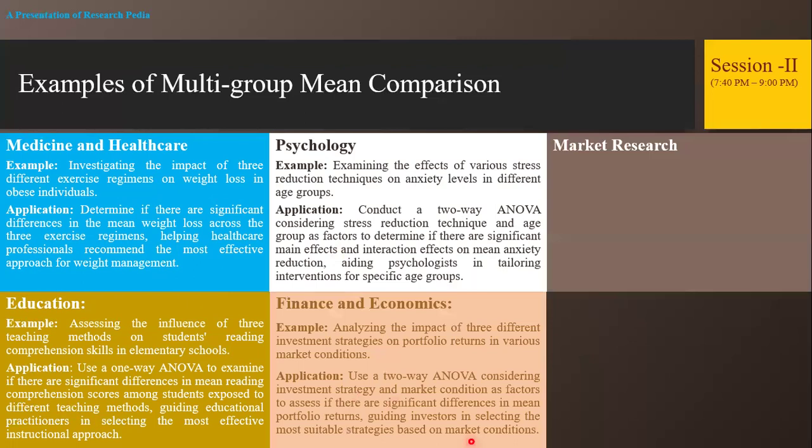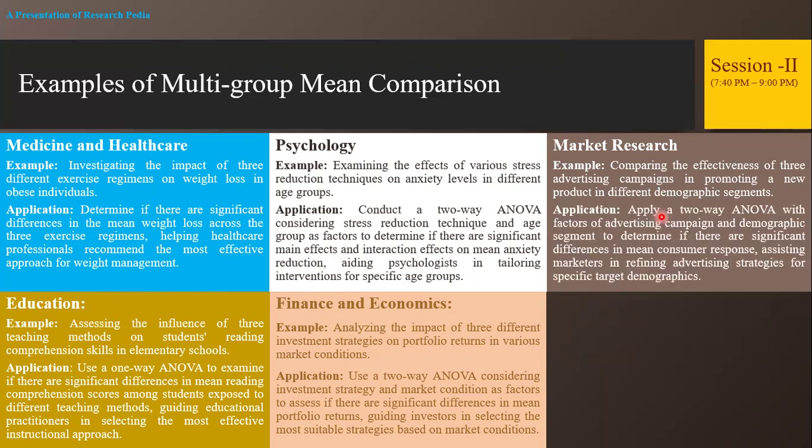In the marketing domain, you may be interested in comparing the effectiveness of three advertisement campaigns in promoting a new product in different demographic segments. You may apply a two-way ANOVA with factors of advertising campaign and demographic segments to determine if there are significant differences in mean consumer response, assisting marketers in refining advertising strategies for specific target demographics.